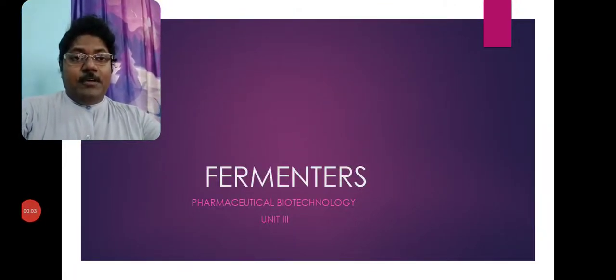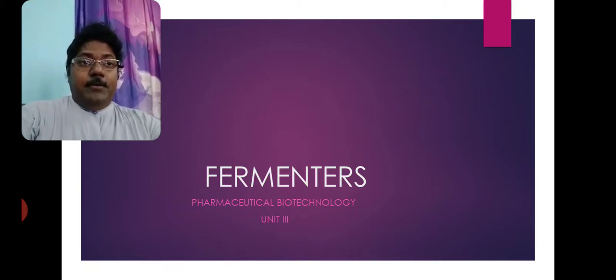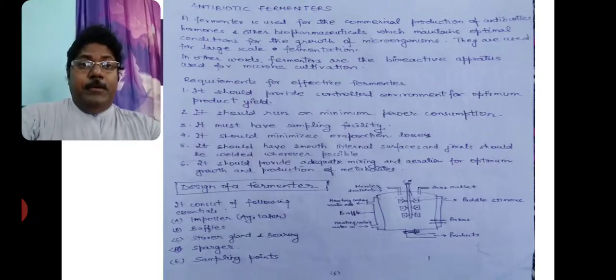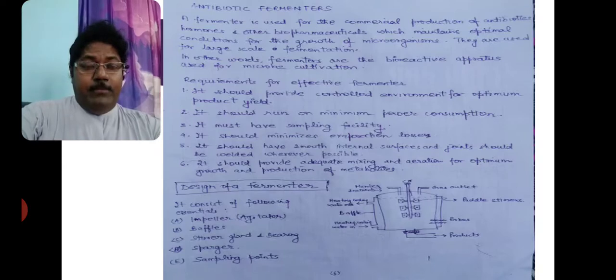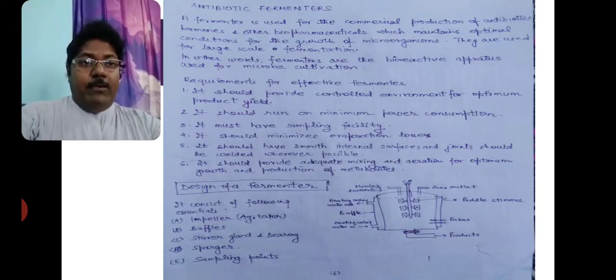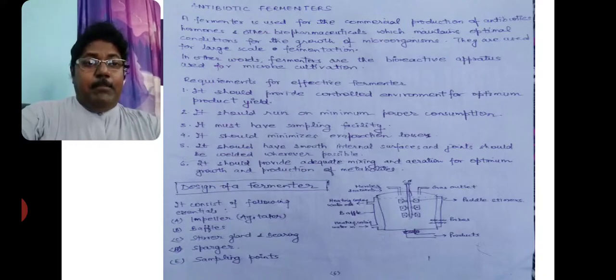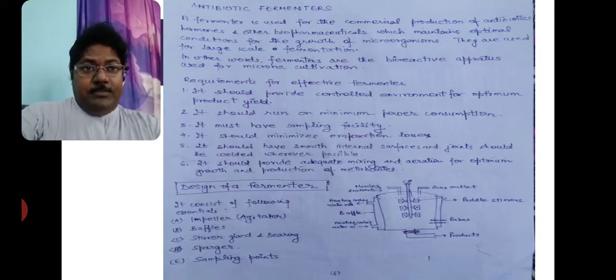Dear students, today we are studying a new topic, that is the fermenters. What are fermenters? A fermenter is used for the commercial production of antibiotics, hormones and other biopharmaceuticals, and it maintains optimal conditions for the growth of the microorganism. They are used for large scale fermentation. In other words, we can say that fermenters are the bioreactive apparatus used for microbe cultivation.